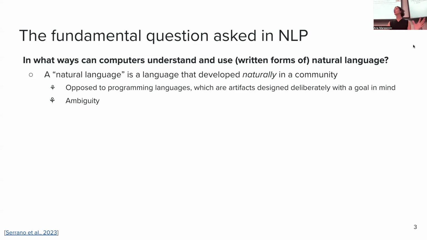And this is the main challenge when we want to build computers that understand and use written forms of natural language. And just to show you an example, here we have John told Peter about his promotion. Let's say we want to build a program that can translate this English sentence into Croatian. Croatian is my native language.